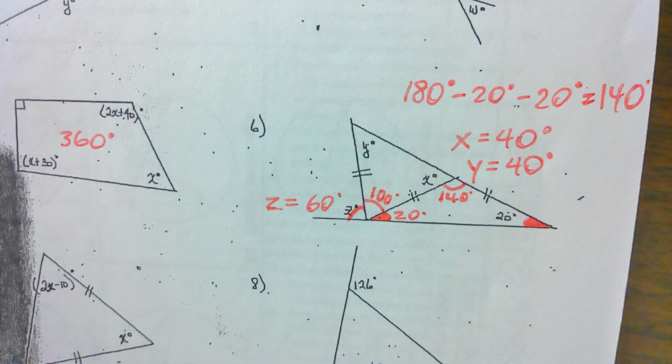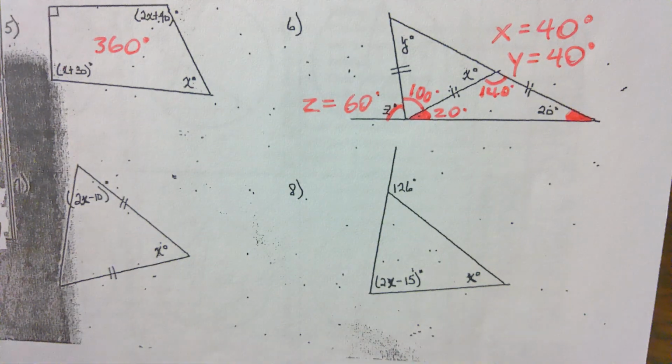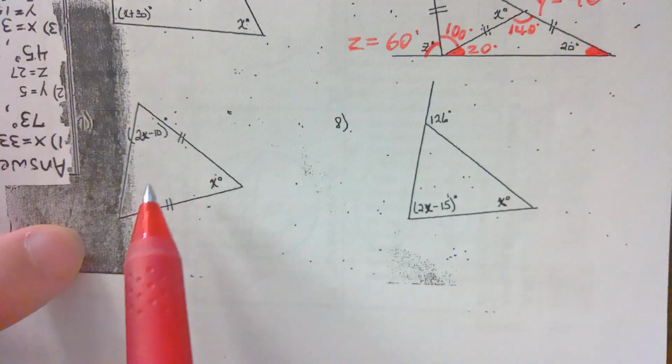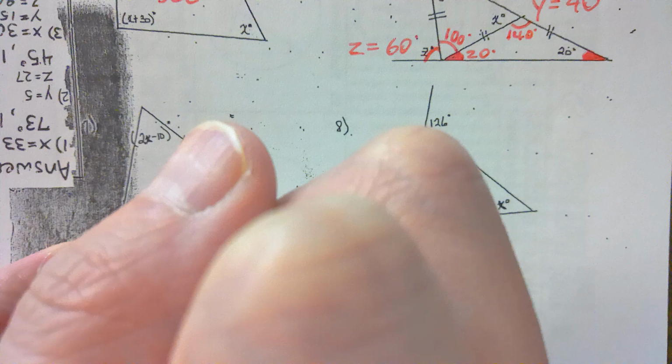Okay. As I said, you're going to see a lot of isosceles triangles. Just like this one right here. Okay. Last one right here. What is this angle here?